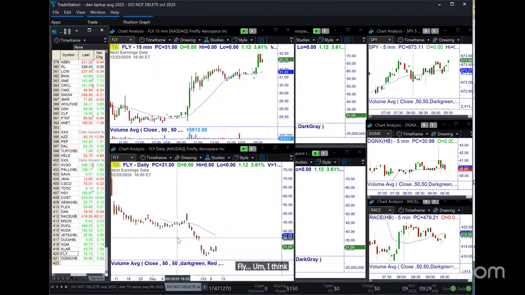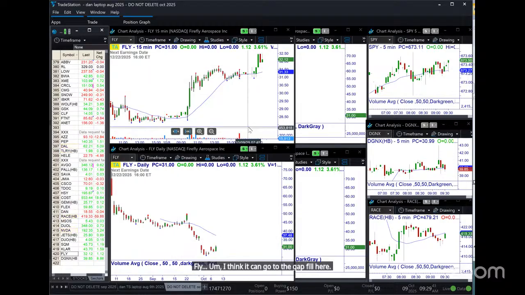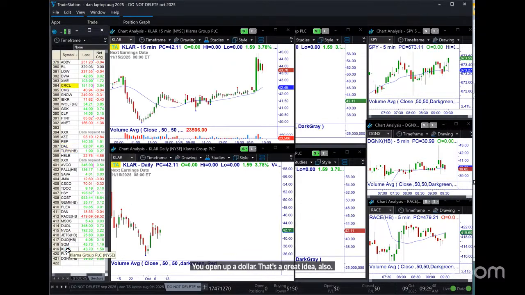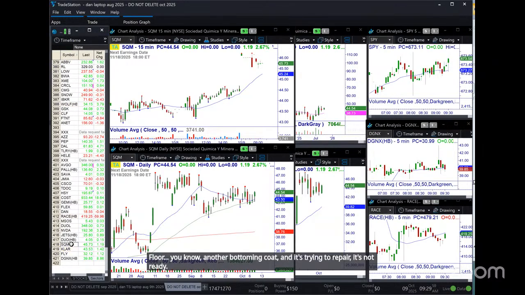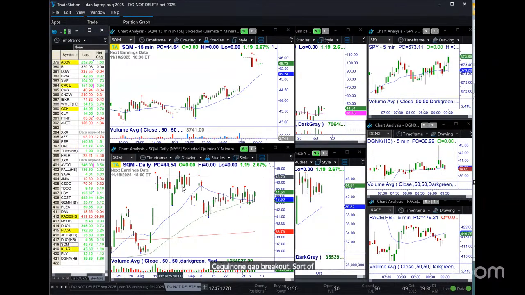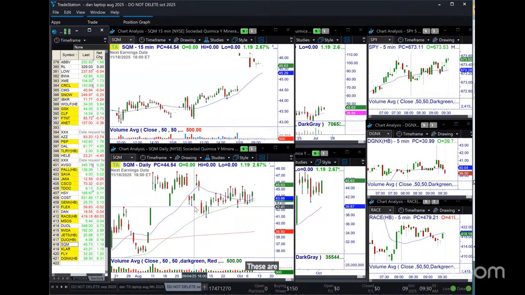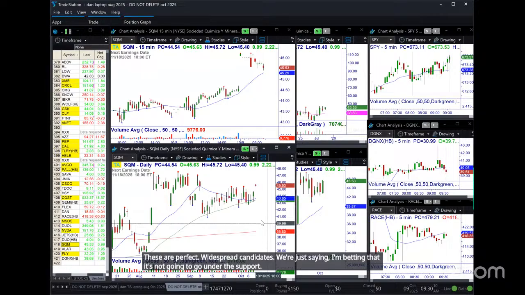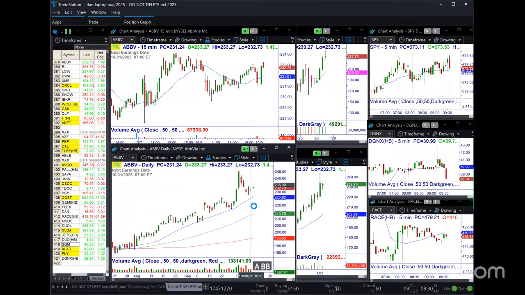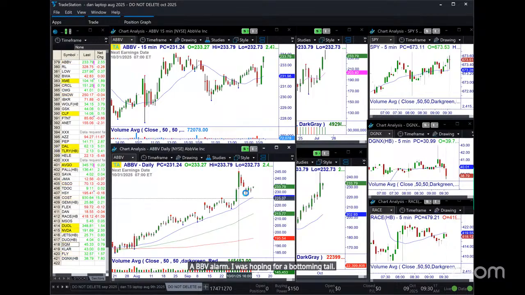Fly. I think it can go to the gap fill here. Gapping up $1. Put spread idea also. FLAR. Another bottoming pattern it's trying to repair. It's not ready. Sequinome gap breakout. Sloppy as can be. It's an ADR, but these are perfect put spread candidates. We're just saying, I'm betting that it's not going to go under the support. A BBV alarm. I was hoping for a bottoming tail. May not get it.